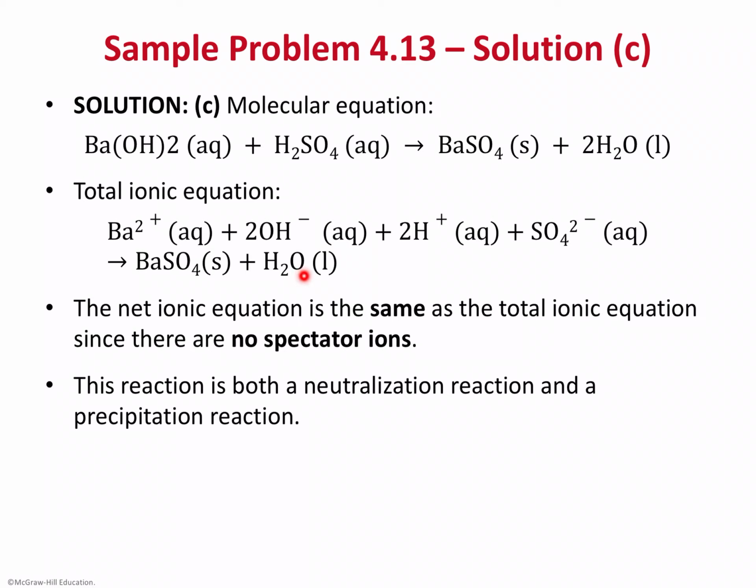Do we have any spectator ions? On this side we have barium 2 plus, but on the product side we don't have any barium 2 plus. And what about sulfate? No. So we don't have any spectator ions. And this is the total ionic equation. The net ionic equation is the same as the total ionic equation since there are no spectator ions. So what is the classification of this reaction? This reaction is both a neutralization, meaning an acid-base reaction, and also a precipitation reaction.